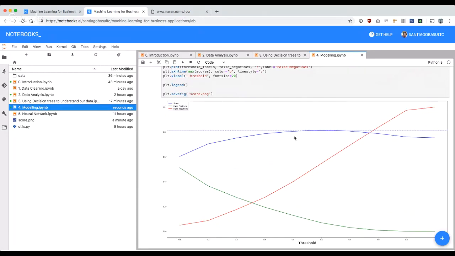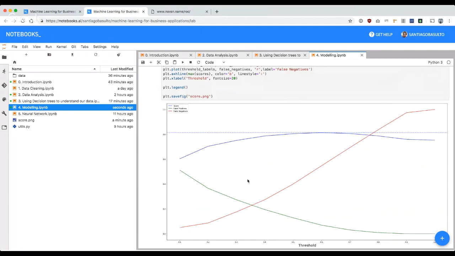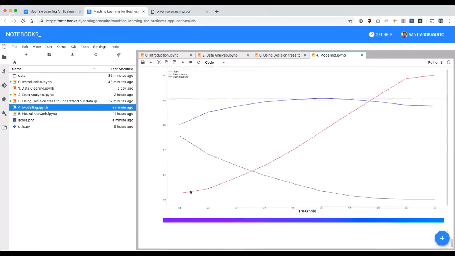The overall score, you will find the best one is probably here at 0.6 or 0.5. And then you have the false positives in green and false negatives in red. And false negatives are going to be very important, because again, we want to keep these false positives low. So we see that having probably a value of 0.3 gives us the best balance between false negatives and a good prediction score. Okay, so let's move forward.